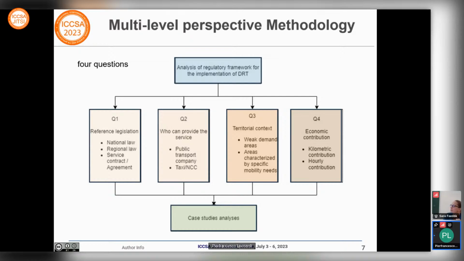The first question investigates the need to have specific legislative tools for this service, analyzing the national and regional legislation. The second question concerns the type of operator that can provide the service. The third question concerns the territorial context and the type of service provided to users. And the fourth question relates to the possibility of obtaining an economic contribution for the service and the methodology for quantifying the provided service in kilometers or equivalent meters.